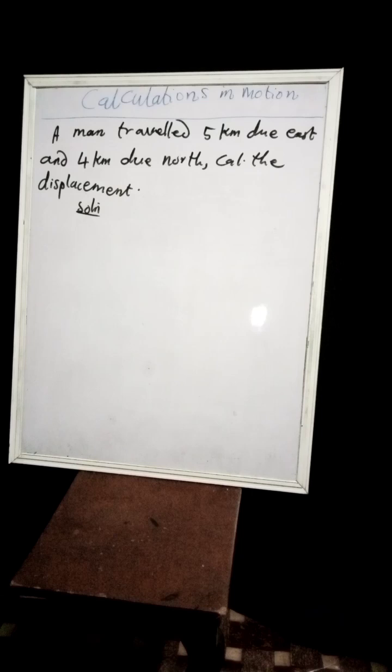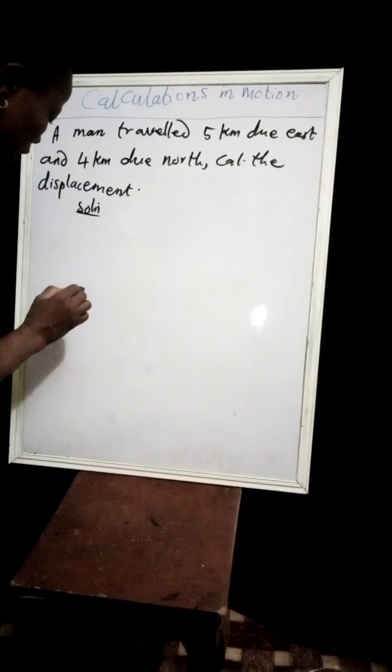Now let's consider this question. A man traveled 5 kilometers due east. This is the man.